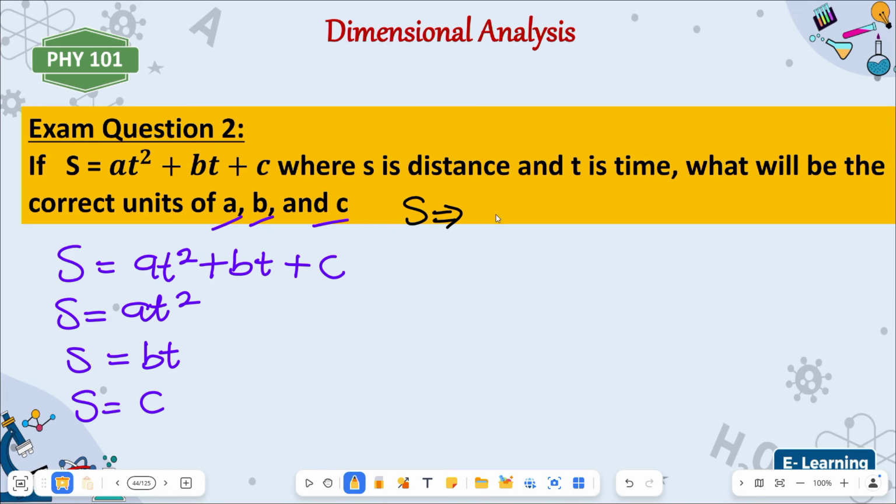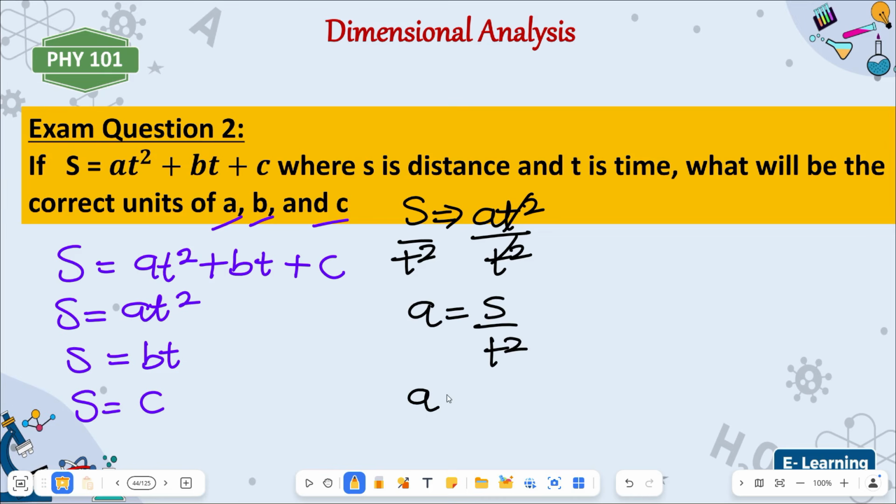x will be equal to, now let's look for a. Let's make a the subject of the formula by dividing both sides by what? By t squared. t squared cancels t squared. a will be what? x over t squared. And a will be, what is the dimension for x? Distance is what? L. What is the dimension for t? Capital letter T, but it's squared. All right? So at the end of the day, your a will be what? L, when this one crosses up, becomes T minus 2. So a will be equal to LT minus 2.